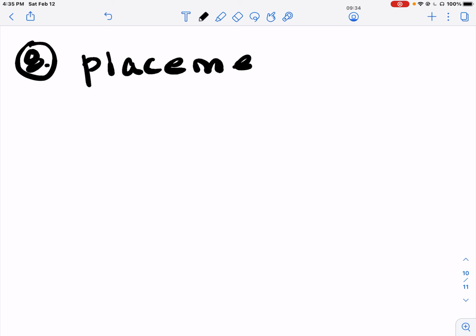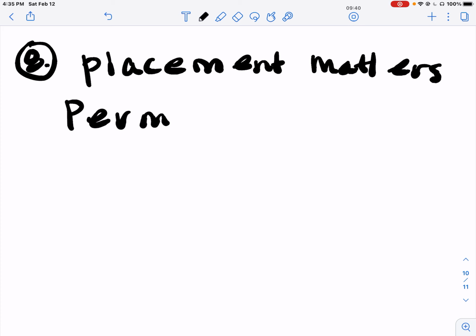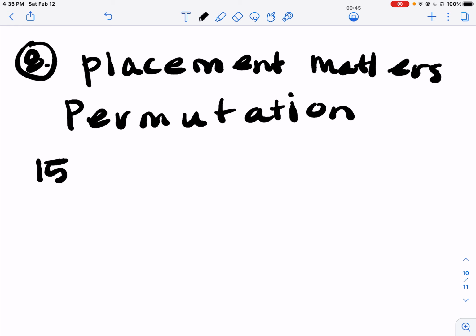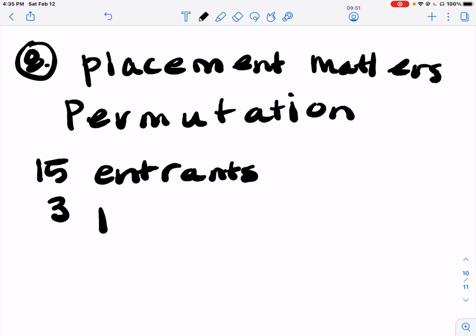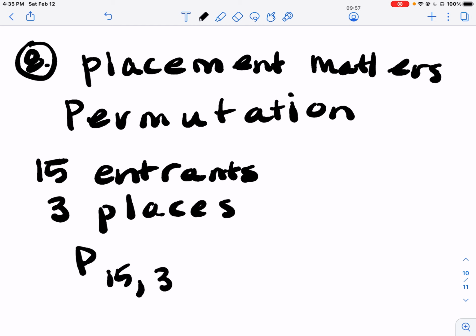Okay, number 8. A team has a certain number of entrants, and the coach wants to pick the first, second, and third place. Okay, so when you're making arrangements and placement matters, you use a permutation. Okay, so let's say there were 15 entrants and choose 3 places. You would do a permutation of 15 choose 3, and you would use the formulas that we did earlier.